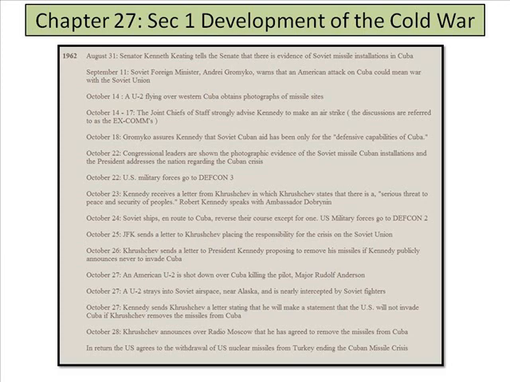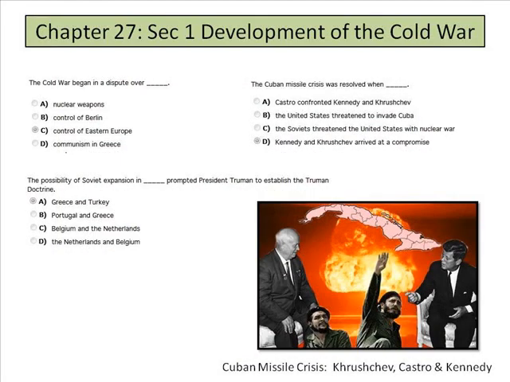Finally, in the end, what happened? The U.S. agreed to remove the weapons from Turkey. And then Nikita Khrushchev agreed to remove the weapons from Cuba. And we stopped that process. So here we have our summary of section 1, and you can see the 3 different questions there that might be asked of you on the review section.